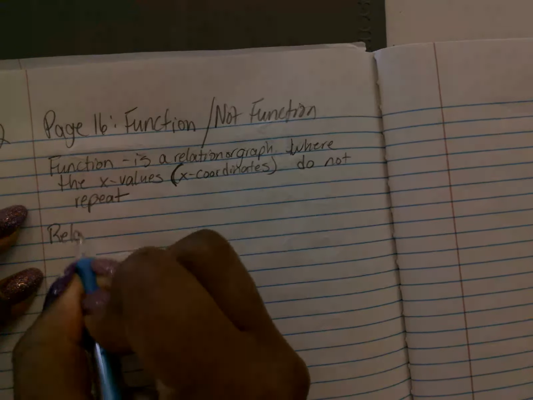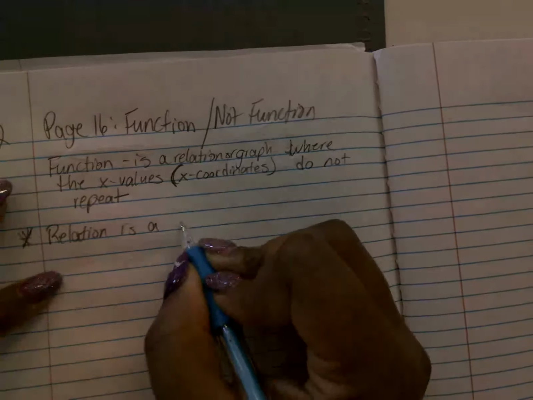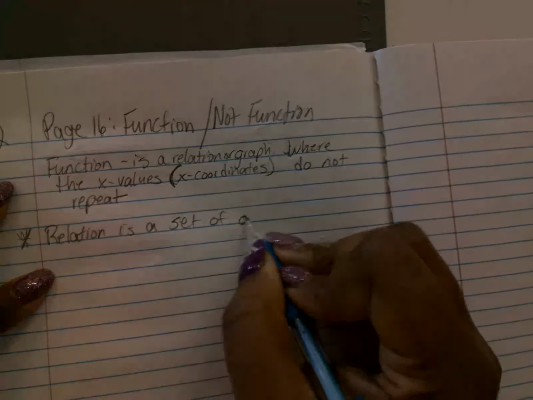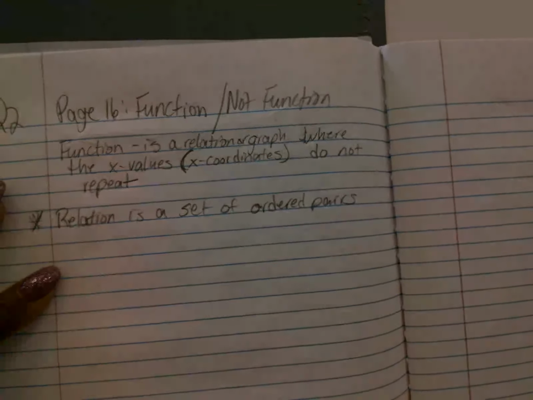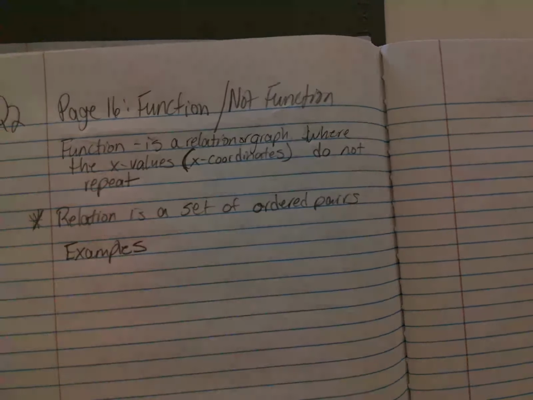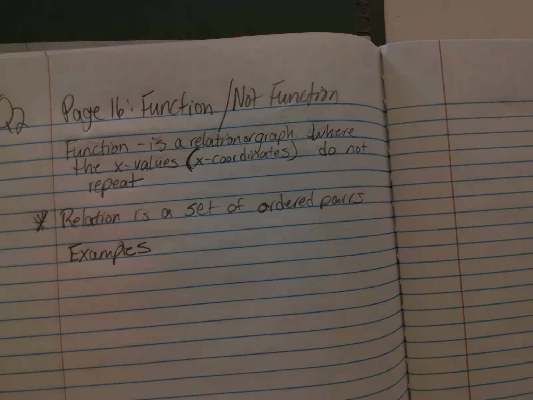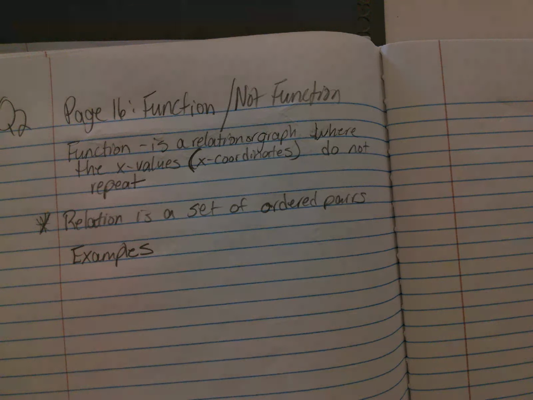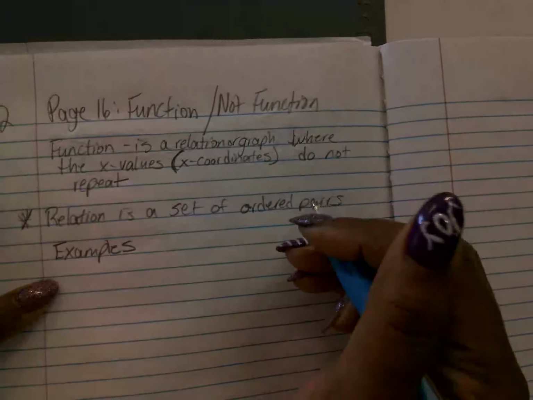Remember that a relation is a set of ordered pairs. You could see a relation in many different ways, and I'm going to give you some examples of what a relation looks like. And then we're going to determine if those relations are a function or not a function. And then you're going to do a partner assignment with that. Please make sure you write this information down, because the assignment will be timed so that you'll have enough time to complete everything, okay? All right. So first, a relation. What is it?